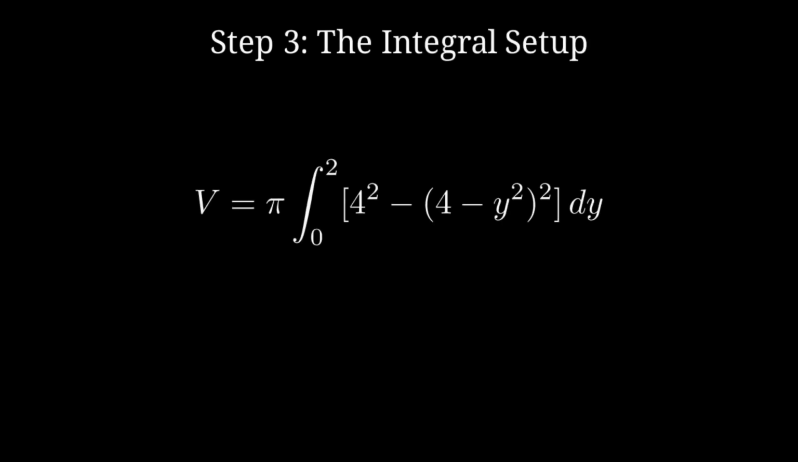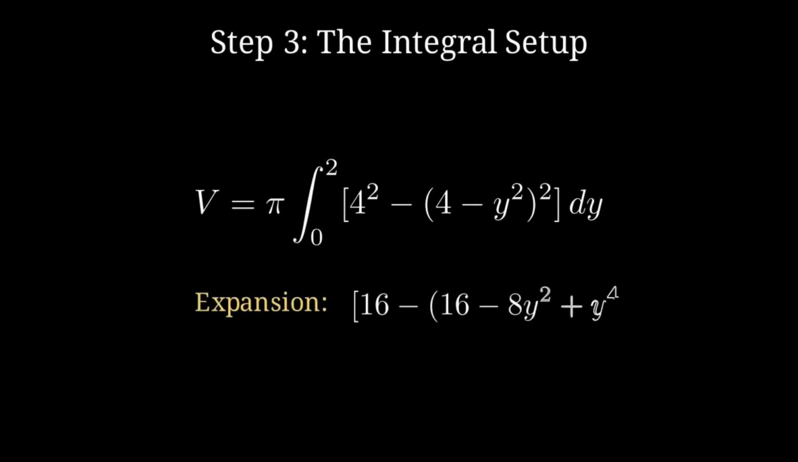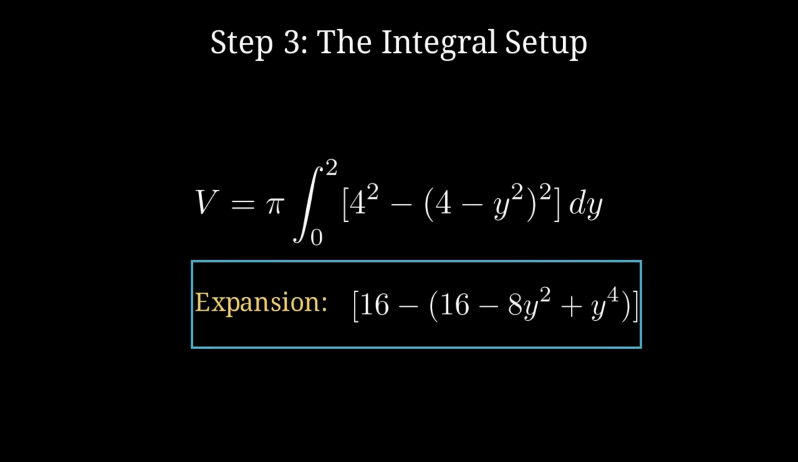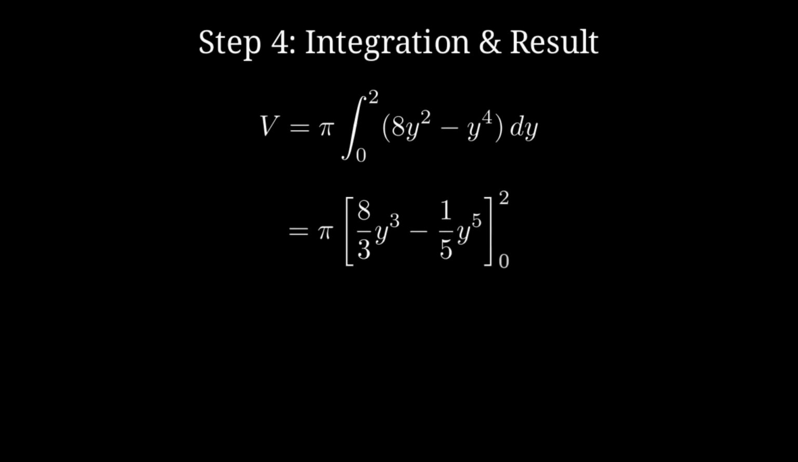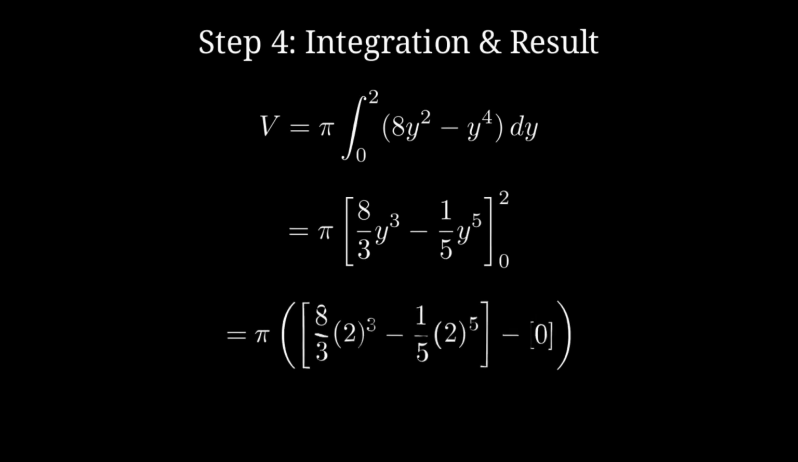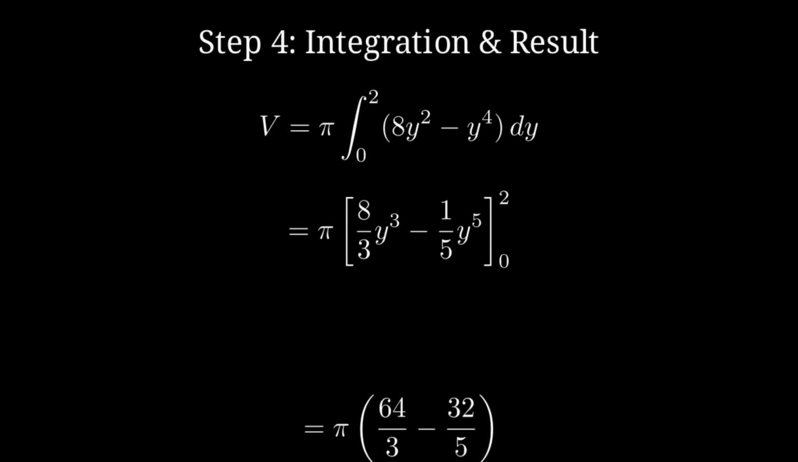Volume equals pi times the integral from 0 to 2 of the outer radius squared, 4 squared, minus the inner radius squared, the quantity 4 minus y squared, squared. Simplifying the integrand gives us 16 minus the expansion of the binomial, which simplifies further to 8y squared minus y to the 4th. Integrating 8y squared gives 8/3 y cubed, and integrating y to the 4th gives 1/5 y to the 5th. Evaluating from 0 to 2, we get 8/3 times 8 minus 1/5 times 32.